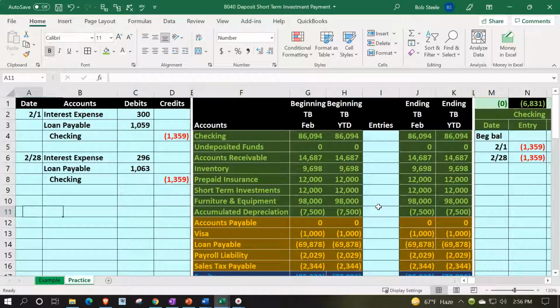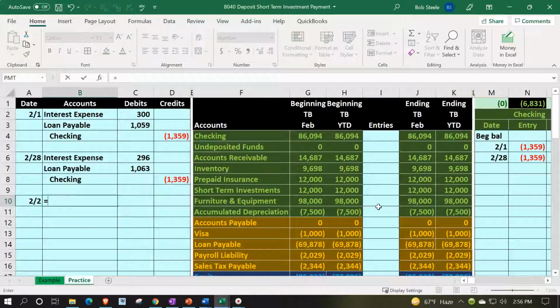So now let's say we're going to imagine that we sold our investments now because we're going to use the money to buy more equipment and inventory and so on. We're going to say that the checking account is going to go up by what we sold it for.